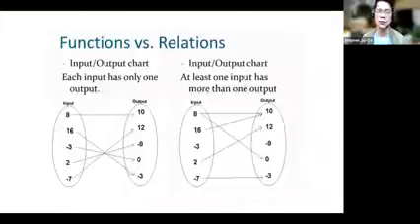Next would be the functions and relations. So recall that for functions, like the earlier example, each input has only one output. So that would be the function. For the relation, at least one input has more than one output. So like this one.